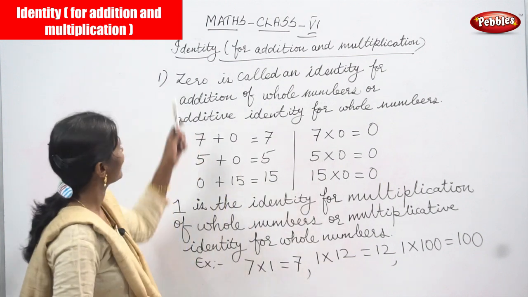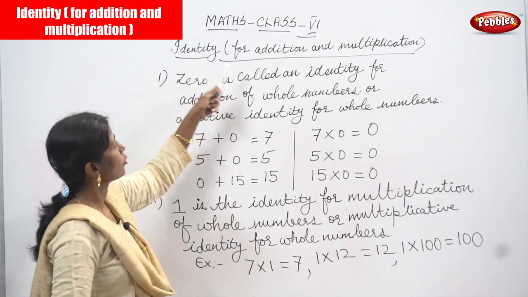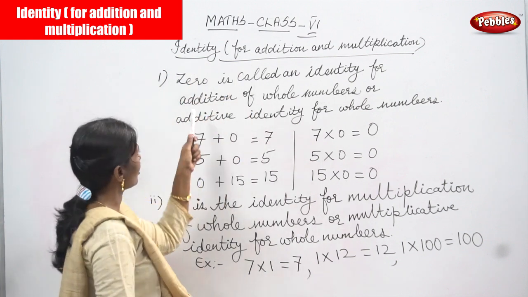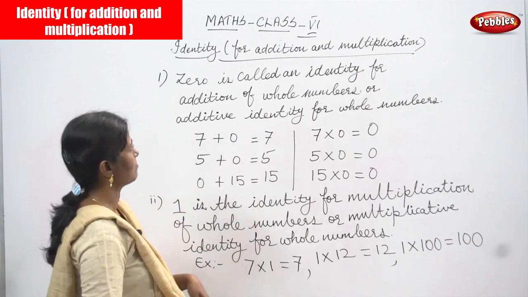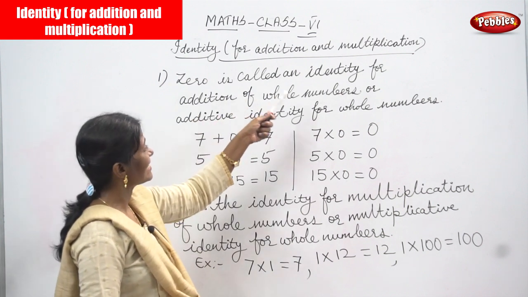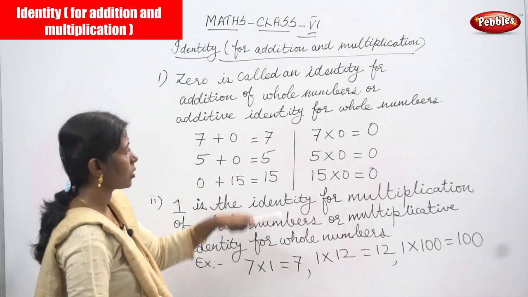Now we are going to see identity for addition and multiplication. 0 is called an identity for addition of whole numbers, or additive identity for whole numbers. I'll repeat once again: 0 is called an identity for addition of whole numbers, additive identity for whole numbers.